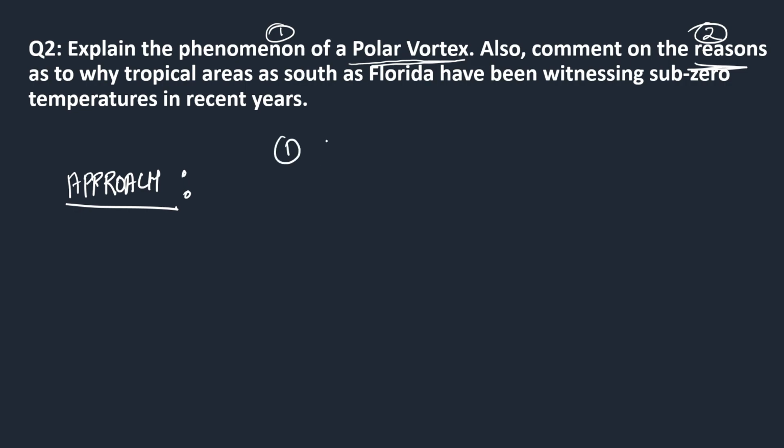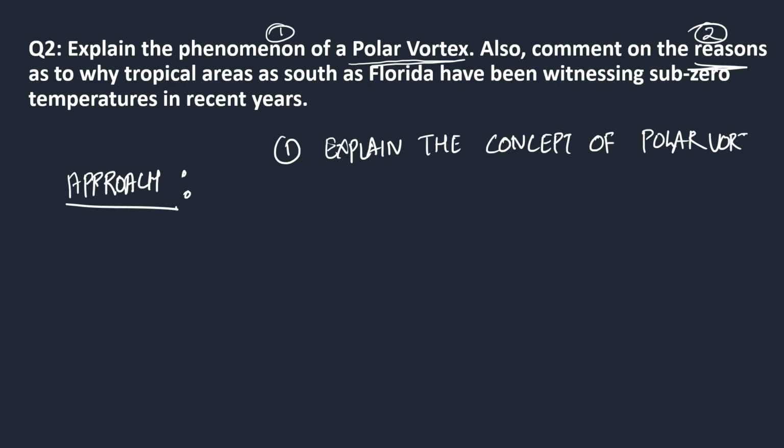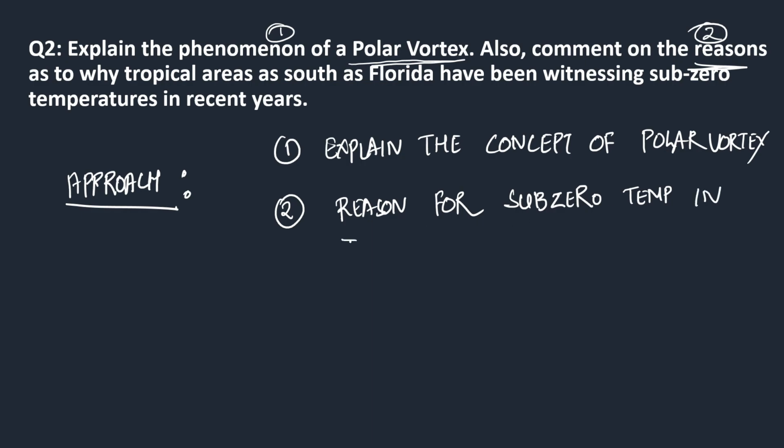First thing is, explain the concept of polar vortex. If you know how to exactly write the definition, write it in the same manner. Clear? Second thing is you have to write the reason for sub-zero temperature in tropical areas. So here Florida is mentioned, so you have to focus on North America, right? Don't start writing about India. Okay, and those who know where the polar vortex is formed would never write about it in the context of India, because it is not happening here. Clear?